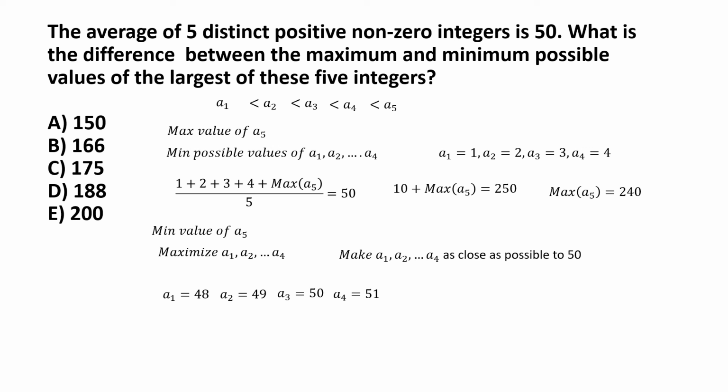So this still ensures that all of these integers from a1 through a4 are distinct, and they're now tightly concentrated around the average value. And in this case, in order to make the average 50, a5 has to be 52, which is the minimum possible value of a5. So the minimum possible value of a5 is 52.